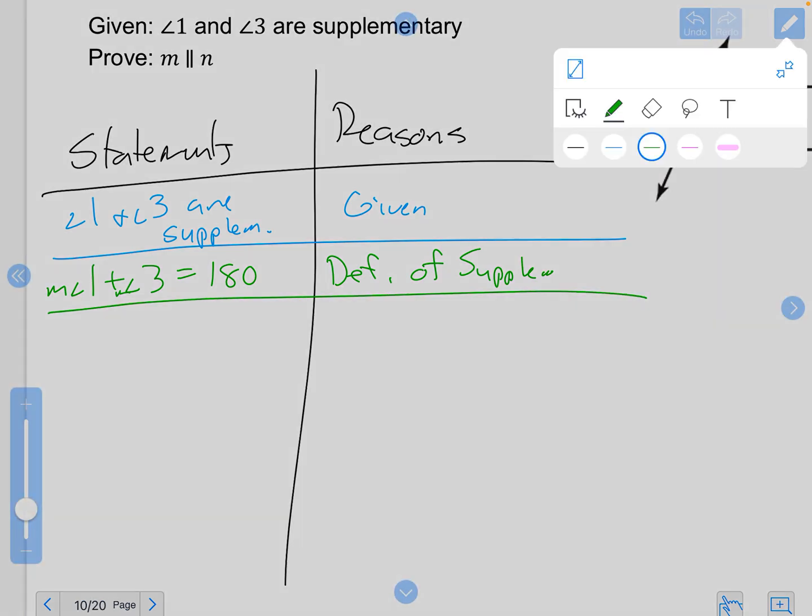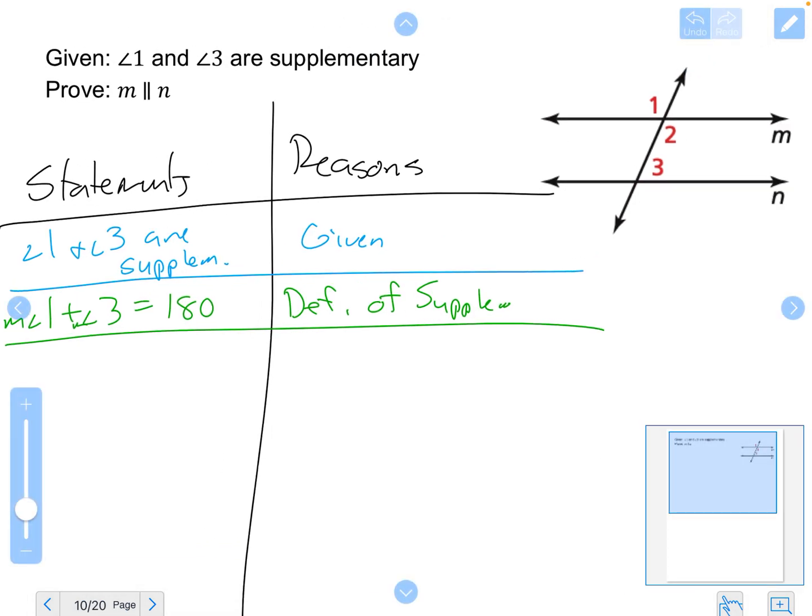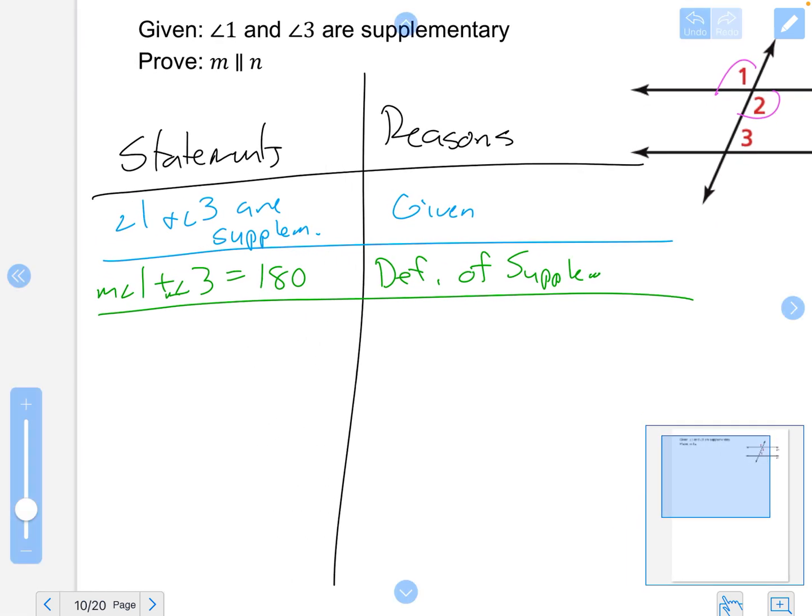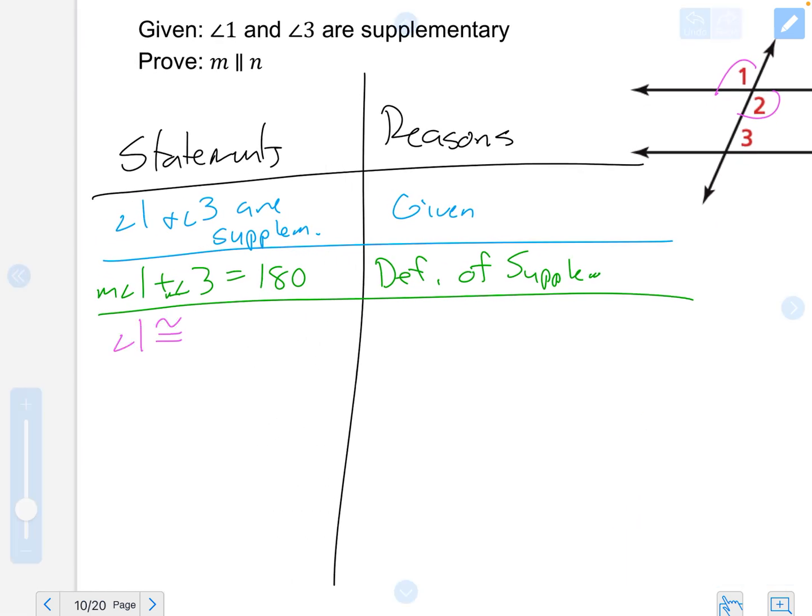So now I'm going to go back and look at my diagram, and I'm going to see that 1 and 2 are vertical angles. So I know that angle 1 is congruent to angle 2.